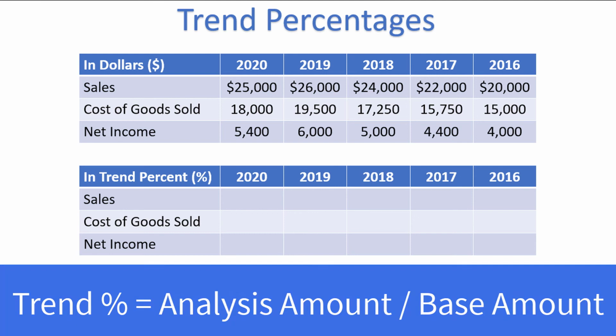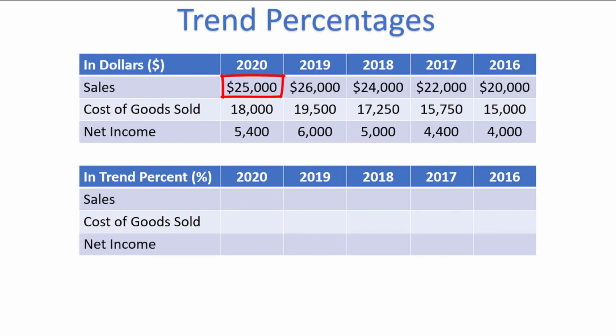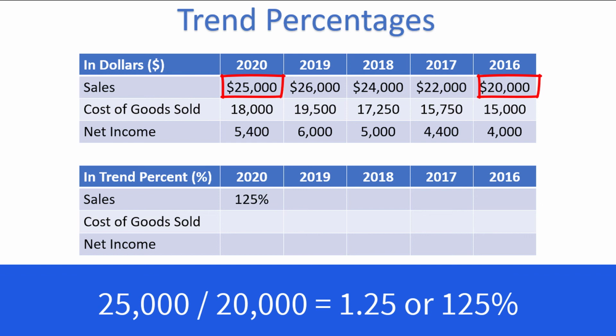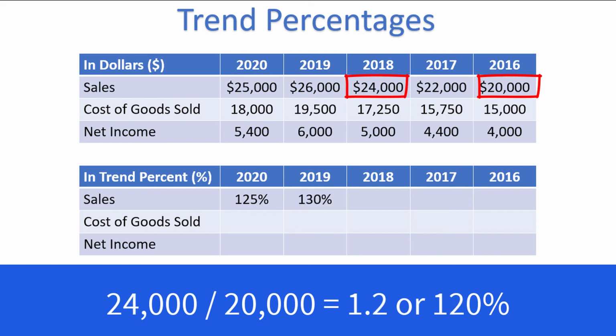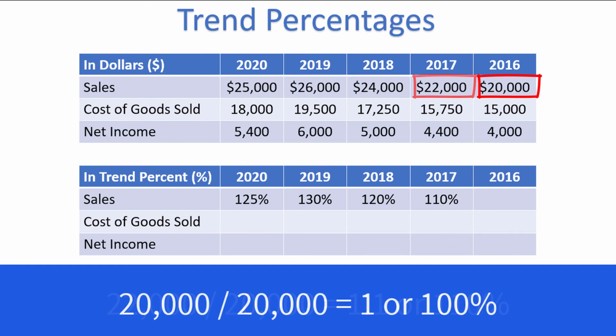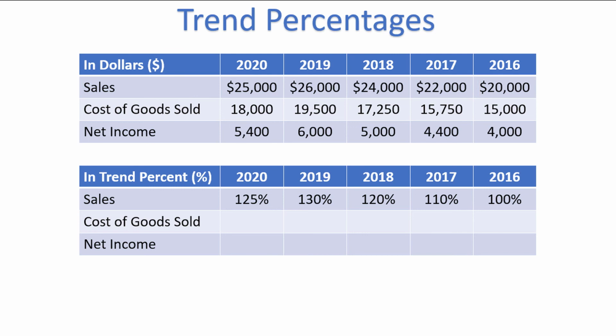Starting with the 2020 sales, we have 25,000 divided by 20,000, which equals 1.25 or 125%. Then we have 26,000 divided by 20,000, which equals 1.3 or 130%. 24,000 divided by 20,000 is 1.2 or 120%, and 22,000 divided by 20,000 equals 1.1 or 110%. Finally, we can also do the last year here. 20,000 divided by 20,000 for 2016 is just 100%. The base year will always just be 100%.